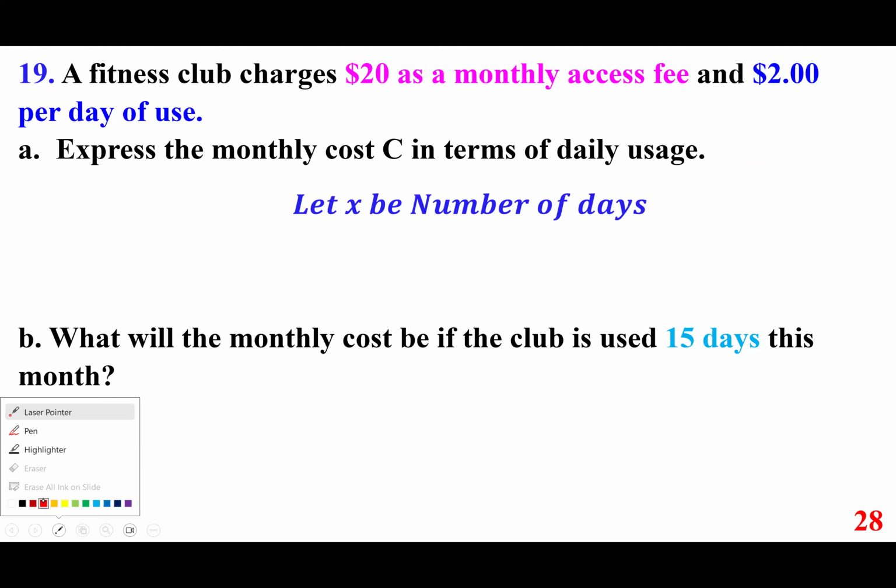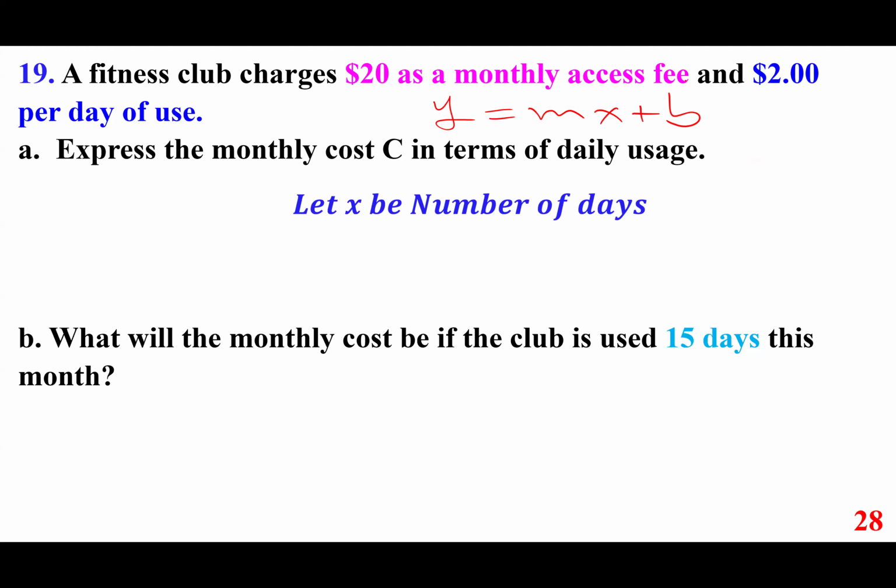We are going to look at Y equals mx plus b, everybody. Slope-intercept form. Of course, Y will be replaced by C, the cost function, C of X. M is the variable cost, $2 per day. B is the Y-intercept. Now we're going to call it the C-intercept, the fixed cost of $20. Therefore, C of X is 2X plus 20.